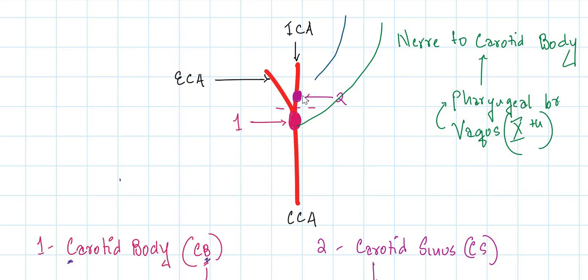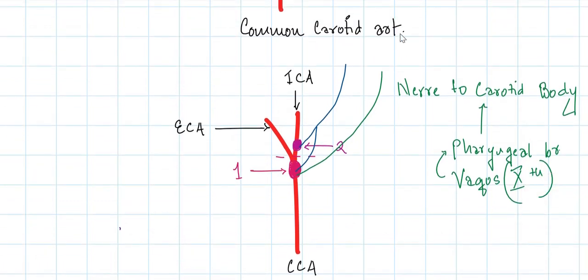This nerve is innervating the carotid sinus, and the beautiful thing about this nerve is it is also innervating the carotid body. So it is innervating both the carotid sinus and the carotid body. The name of this nerve is the carotid sinus nerve. It is aptly named.